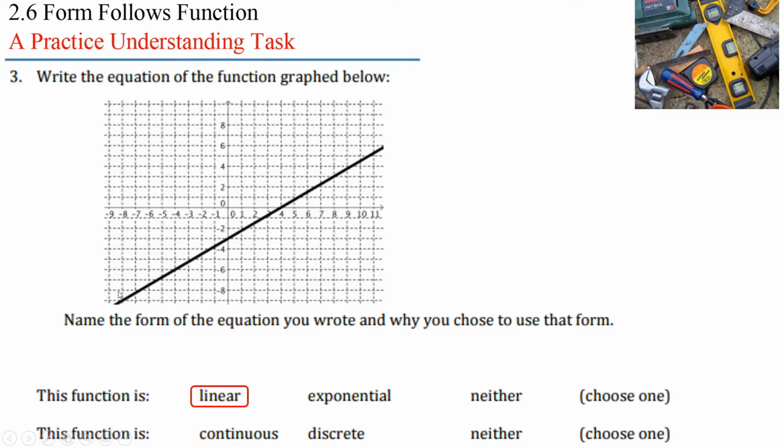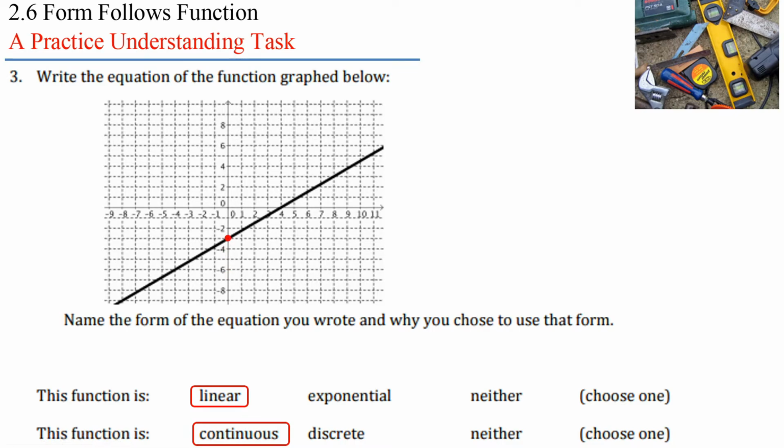And it's a solid line, so it's continuous. All right, and then name the form of the equation you wrote and why you chose to use that form. Well, let's see. Do I see a y-intercept? Yes, I do, right there, -3.